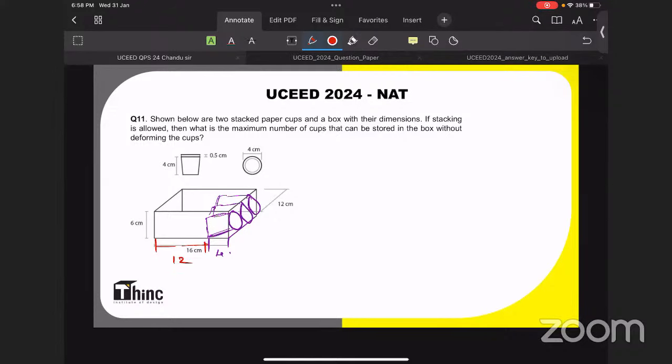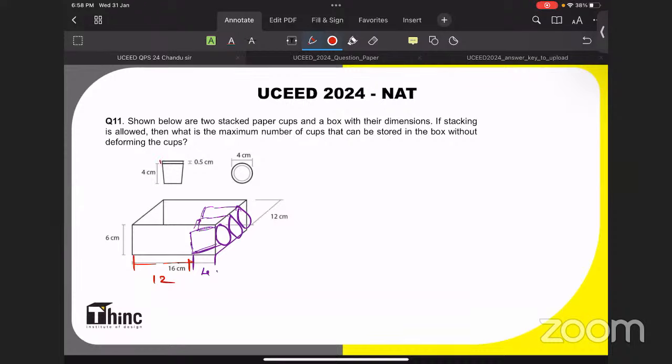Okay. From here, I can find that this is only 0.5. Okay. So when I place the second cup, I will be only taking 0.5 centimeter more. So 12 centimeter is here and 0.5 centimeter is what I am going to take. So I can fill 24 cups here. Okay. 24 cups in one column.